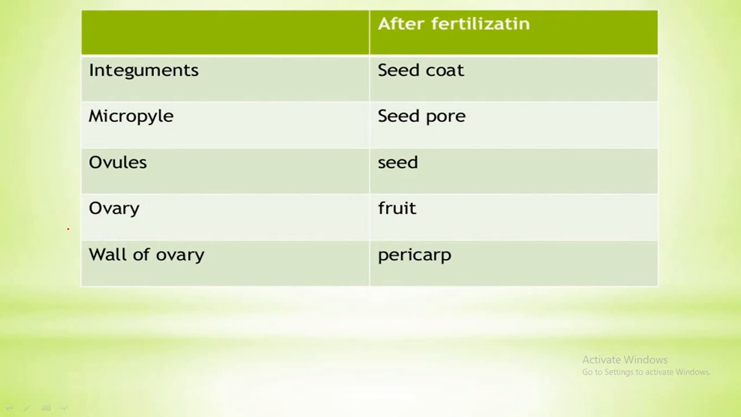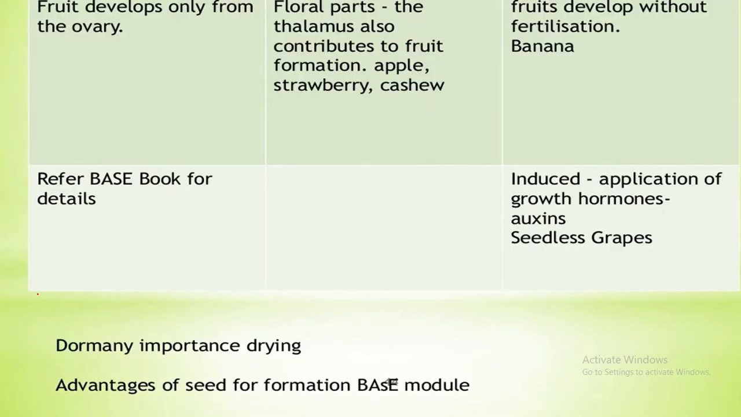Now, after fertilization, there will be different changes taking place in the ovary. In the ovule, the integuments will get converted into the seed coat. The micropyle will form the seed pore. Ovules will get converted into seeds. The ovary will get converted into fruit. And the wall of the ovary is known as pericarp. Fruit development takes place from the ovary.